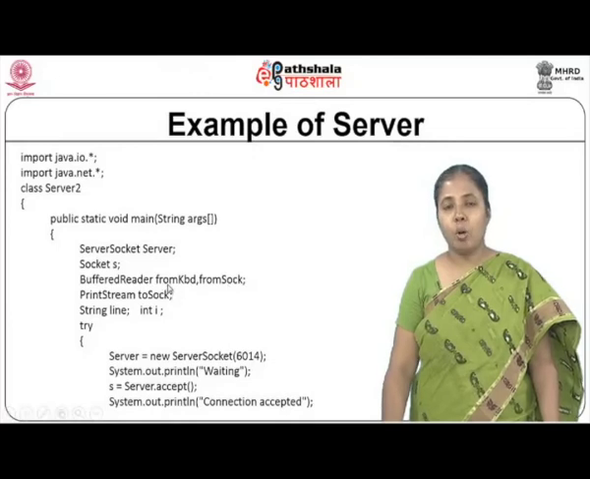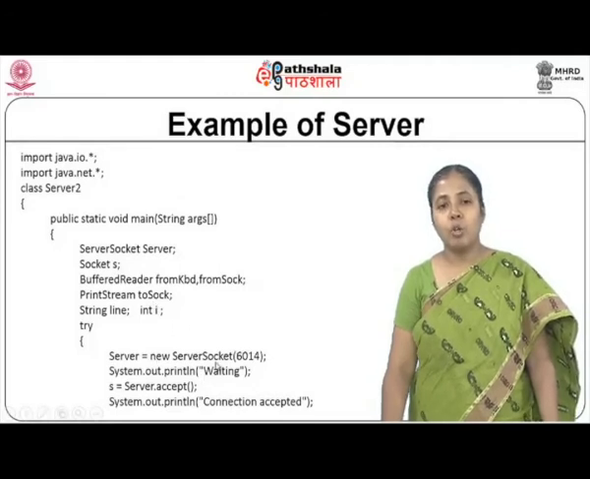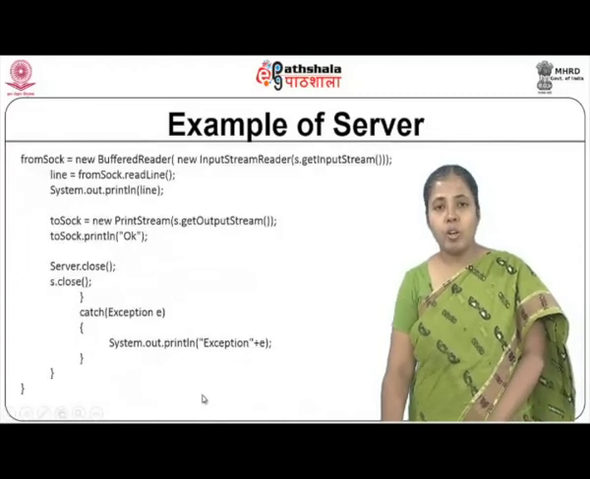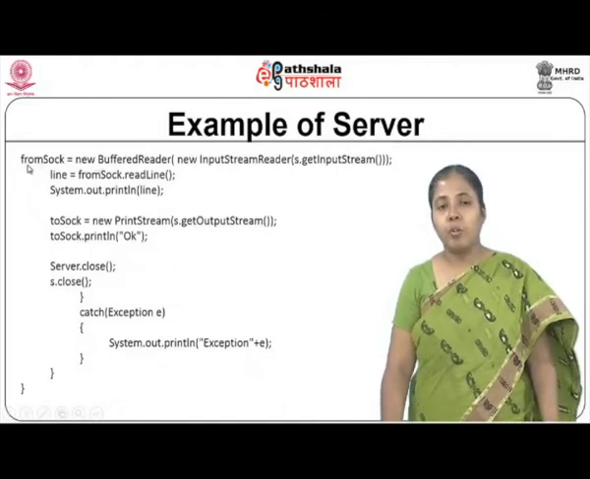So, we create three objects: one to read from the keyboard, one to read from the socket, and the other one to write to the socket. You create a socket object and make the server listen on the port number for the connection. Once the client gives the connection request, it starts reading. We wrap the socket's getInputStream with a BufferedReader to read from the socket. So, it is now trying to read from the socket.